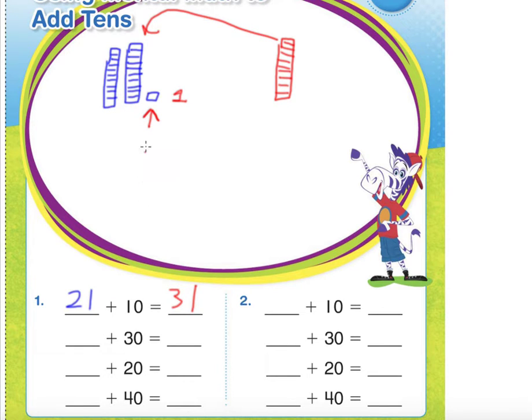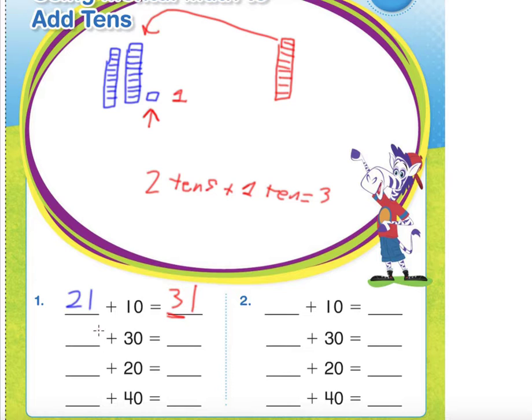So really all we did was write or think 2 tens plus 1 ten equals 3 tens. That's it. That's all we're doing. And that tells us what number this tens house is going to change to. All right, let's keep going.